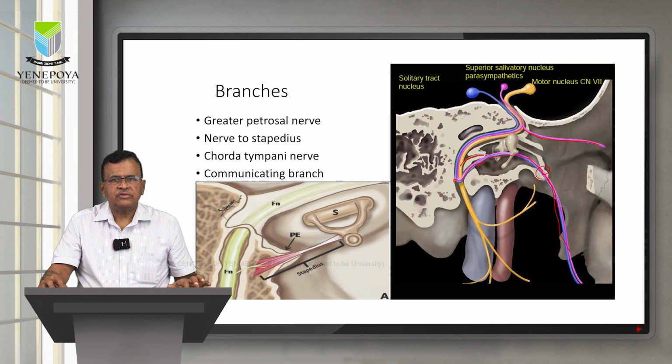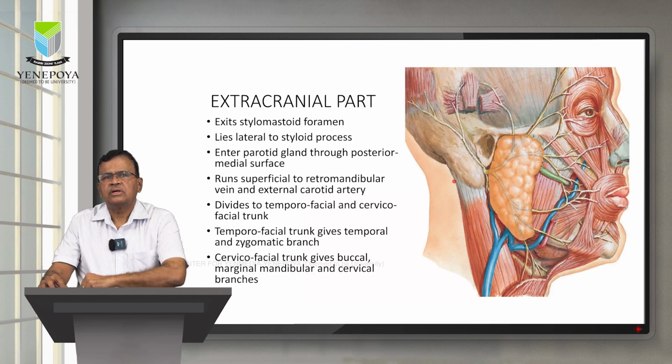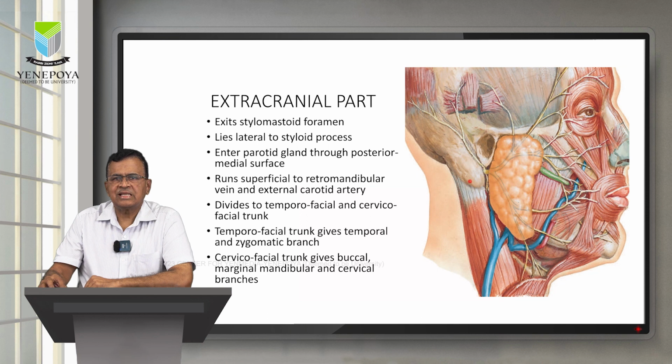The last part of the facial nerve is going to commence at the stylomastoid foramen. We call it the extracranial part of the facial nerve, which is going to run initially downwards. Then it is going to turn forwards to enter into the parotid gland.